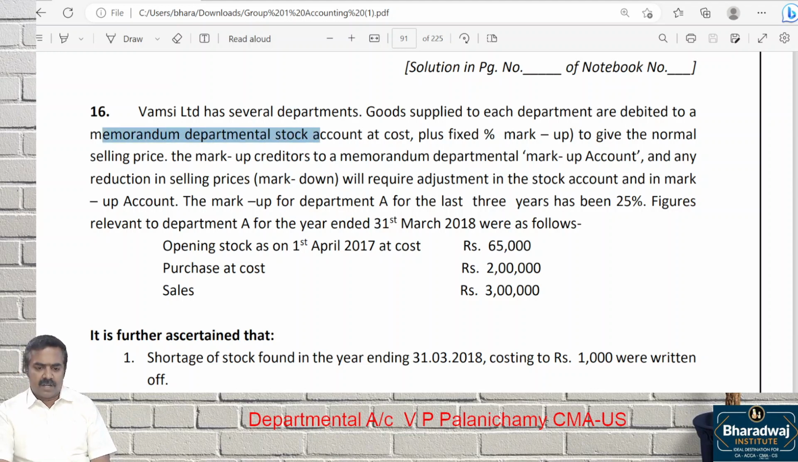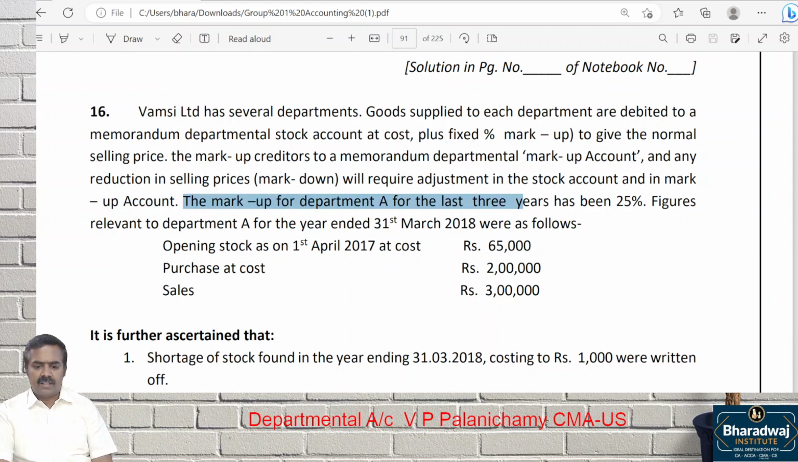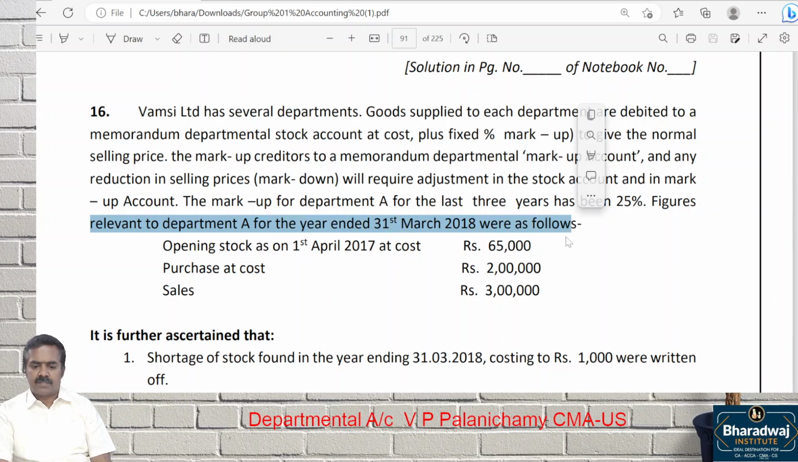They prepare a departmental stock account at cost plus some percentage markup, to record at what price? Normal selling price. The markup is credited to a memorandum trading account called which account? Markup account. The profit is recorded in the markup account. Any reduction in selling price, markdown, will require adjustment in which account? Stock account and markup account. It is nothing but the theory of markup and markdown, given in 4 lines. That's all. The markup for Department A in the last 3 years has been how much percentage? 25%. Cost plus 25%.